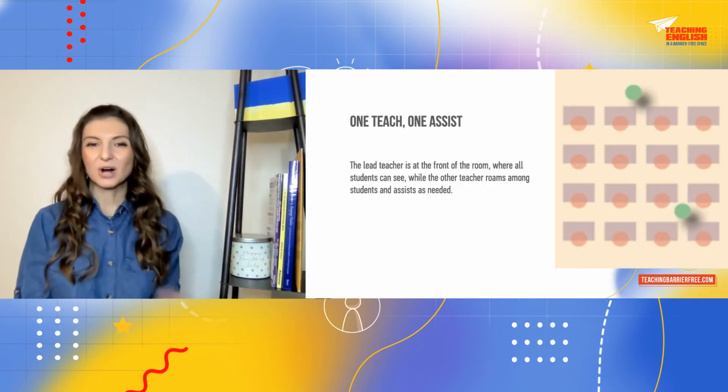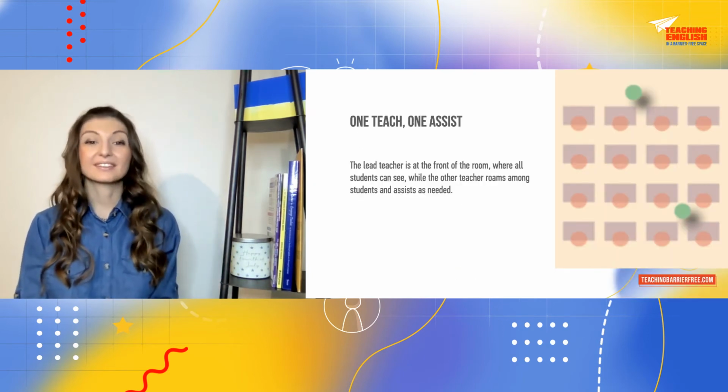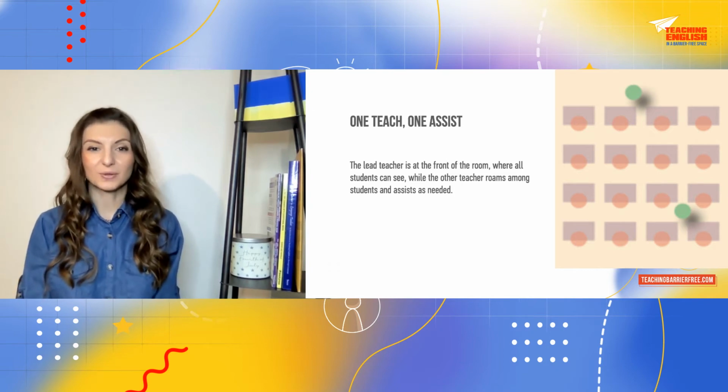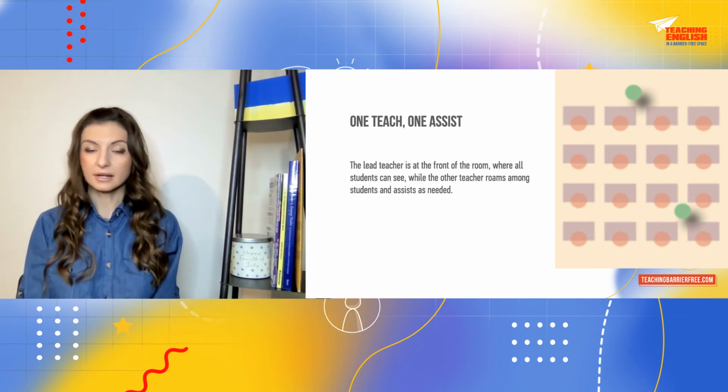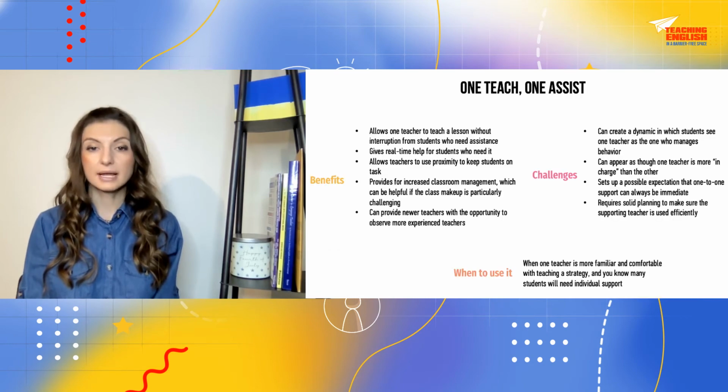Number 5, one teach, one assist. In the one teach, one assist model of co-teaching, one teacher teaches a full group lesson while the other teacher roams and helps individual students. This is sometimes called one teach, one support because the second teacher often provides additional support for learning or behavior management. On the slide, you can read more about this co-teaching method.